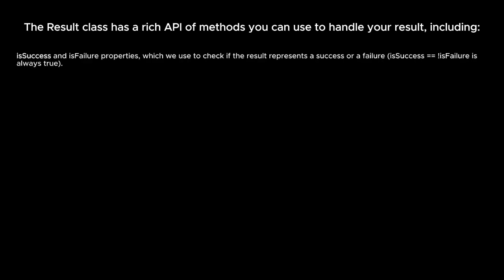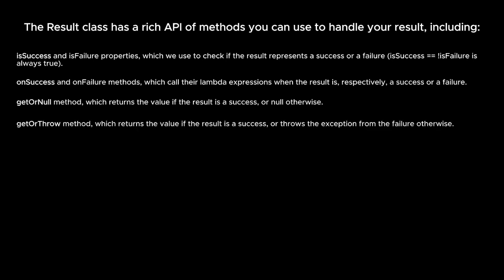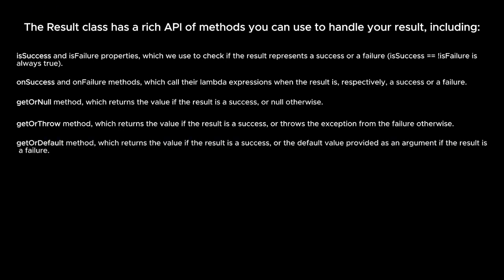The Result class has a rich API of methods you can use to handle your result. There are the isSuccess and isFailure properties, which we use to check if the result represents a success or a failure. The onSuccess and onFailure methods, which call their lambda expressions when the result is, respectively, a success or a failure. The getOrNull method, which returns the value if the result is a success or null otherwise. The getOrThrow method, which returns the value if the result is a success or throws the exception from the failure otherwise. The getOrDefault method, which returns the value if the result is a success, or the default value provided as an argument if the result is a failure.